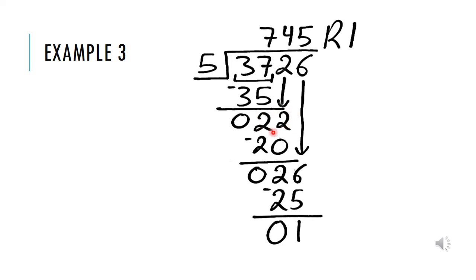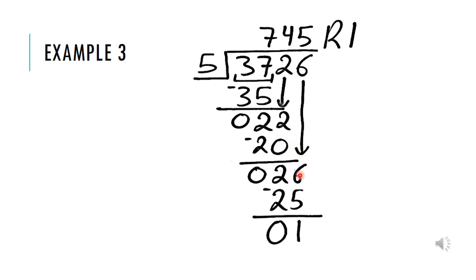Now I have 22. I ask myself, how many 5's do I need to get 22 or almost 22? 5 times 4 is 20. 5 times 5 is 25, so I have to use the 5 times 4. Always take the nearest number to the number you are solving with. So 5 times 4 is 20. I place the 20 under the 22. 22 minus 20 is 2. Now I have to bring down the 6.